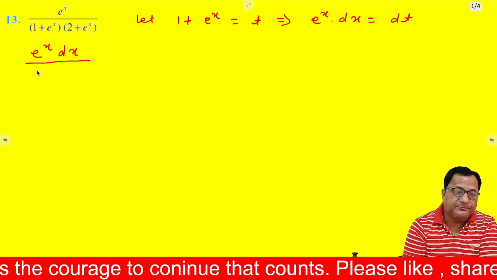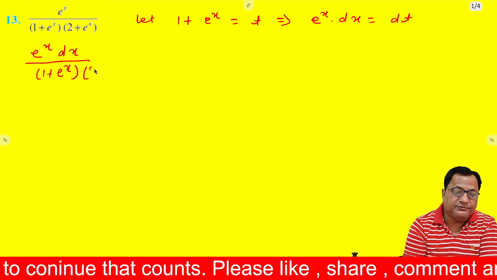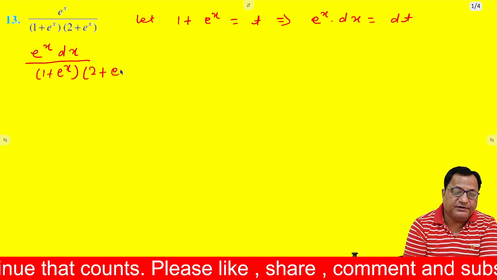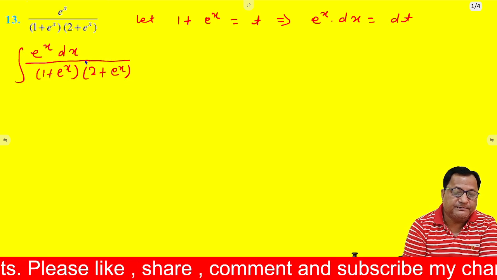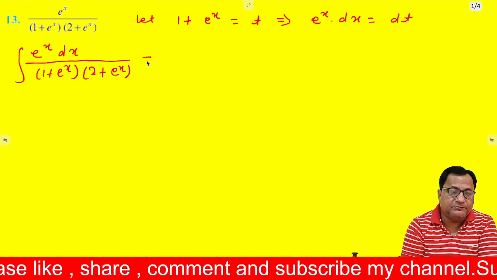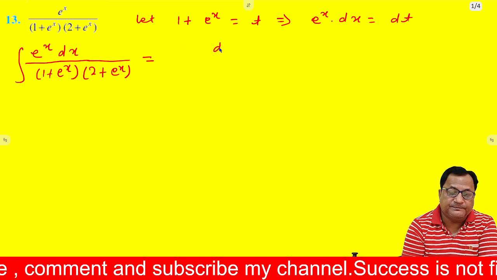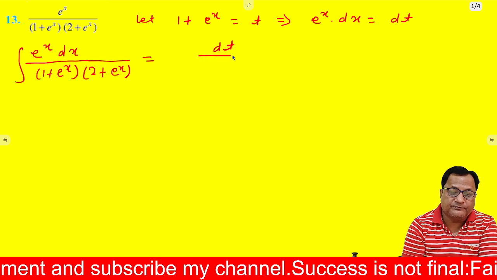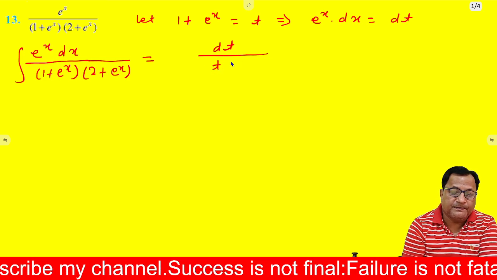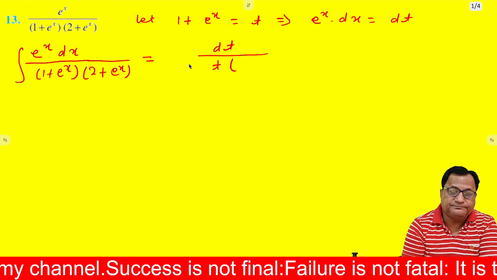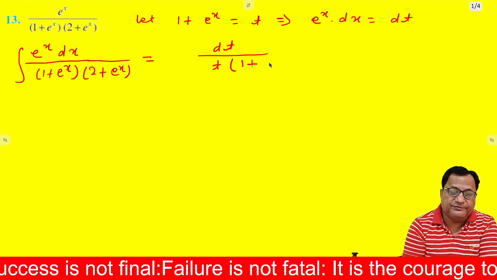Divided by (1 plus e^x)(2 plus e^x), integration, equal to. e^x dx equal to dt. 1 plus e^x equal to t, and here will be 1 plus t.